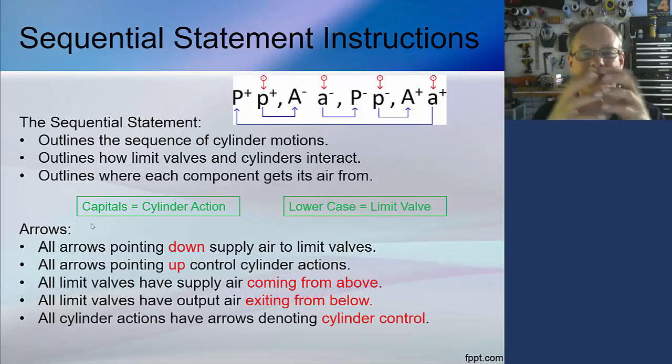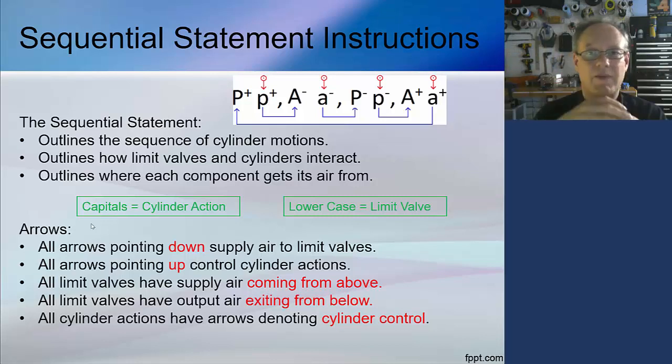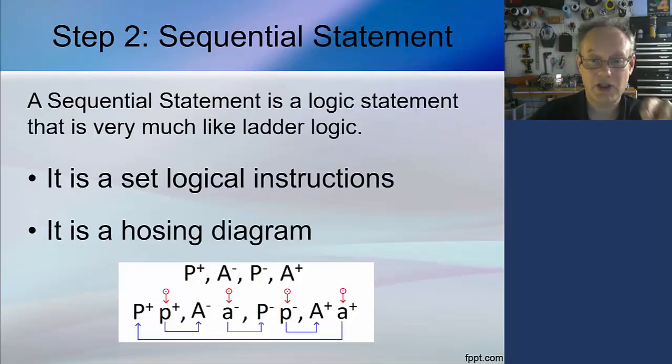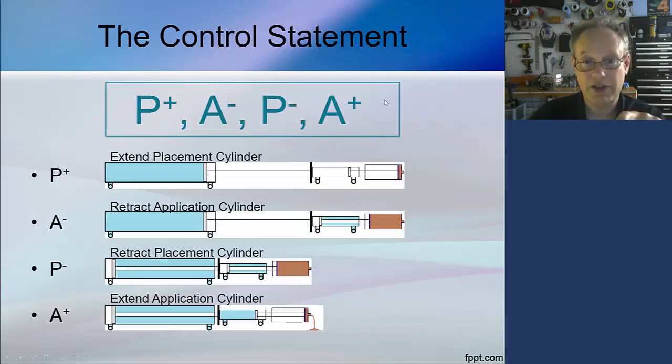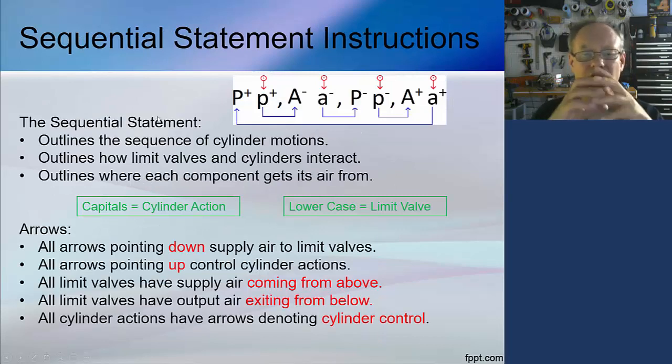If we take a cylinder, the cylinder can have an outside limit valve, a+, and an inside limit valve, a-. We indicate the limit valves with lowercase letters. So we're going to take the exact same control statement right here and rewrite it with limit valves. Before we do any of these arrows or anything, we just write it down. So we're going to say P+ and lowercase p+, uppercase A- and lowercase a-. And then from there, we can follow these rules.